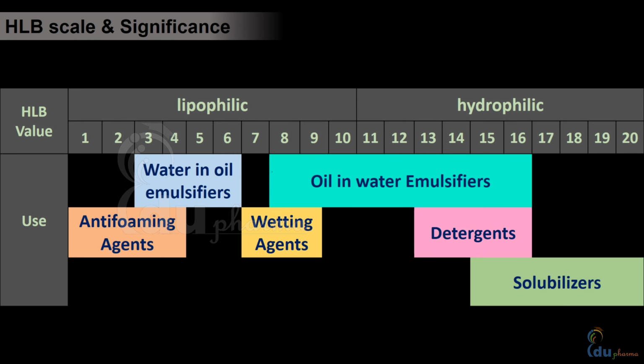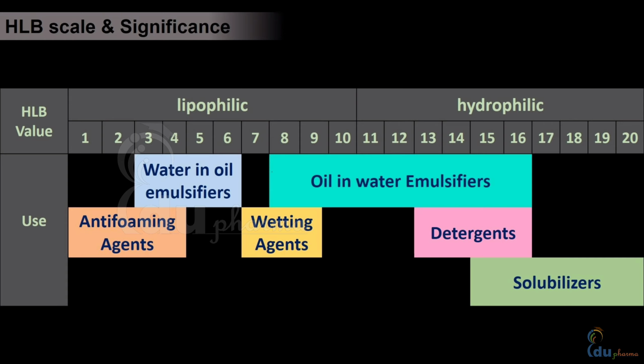Let's see the HLB values and their significance. You can see the HLB scale. Surface active agents have different uses based on their HLB numbers. If surface active agents have a value of 1 to 4, it indicates that they are anti-foaming agents. Values between 3 to 6 indicate water in oil emulsifiers. 7 to 9 indicates wetting agents.